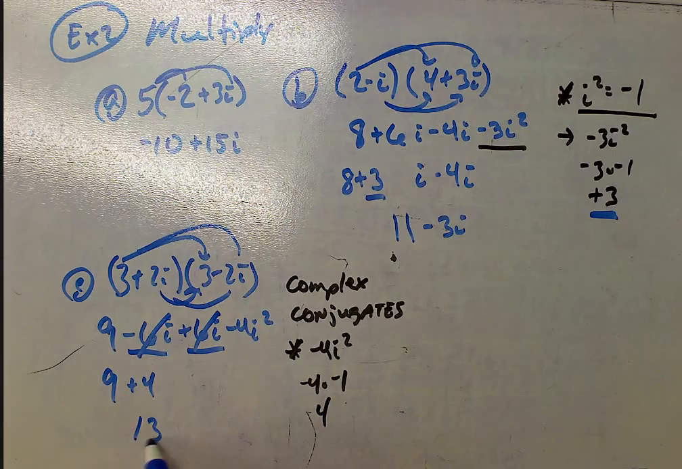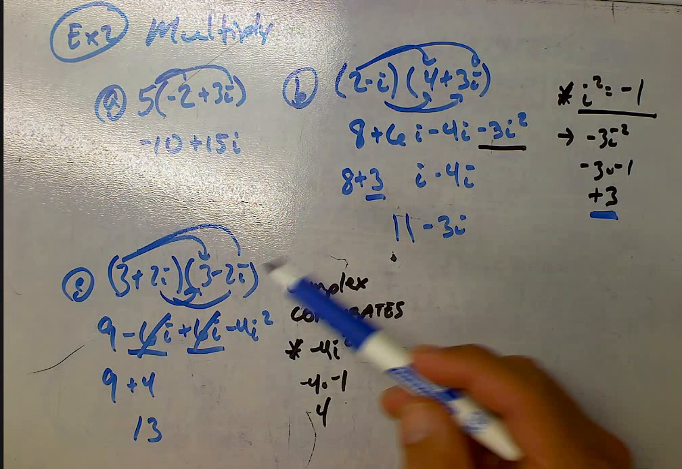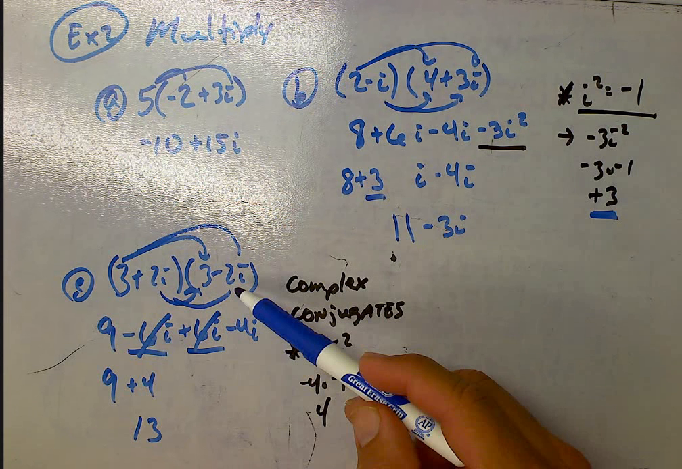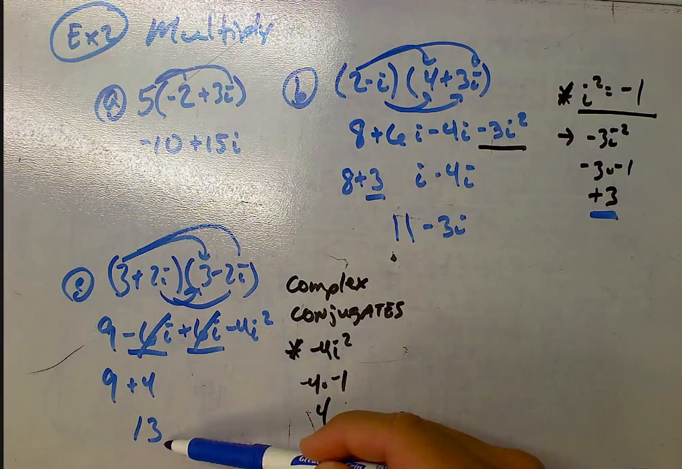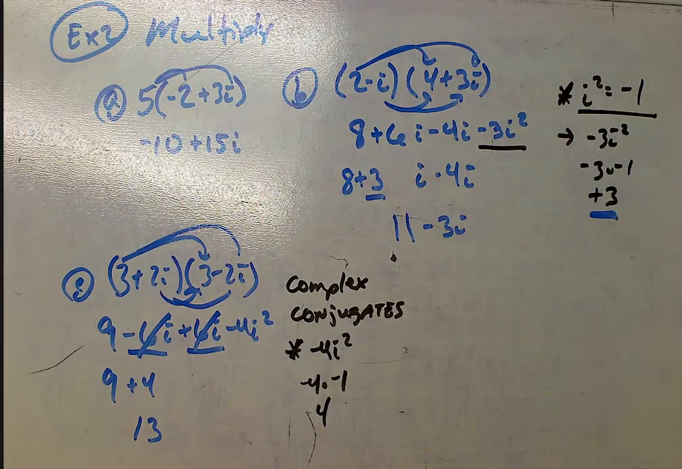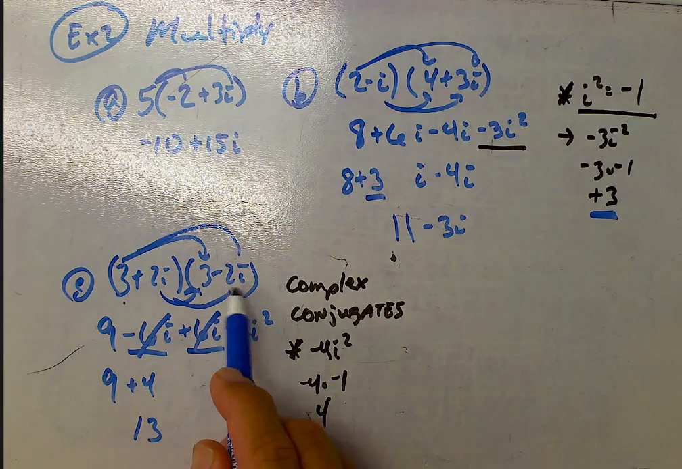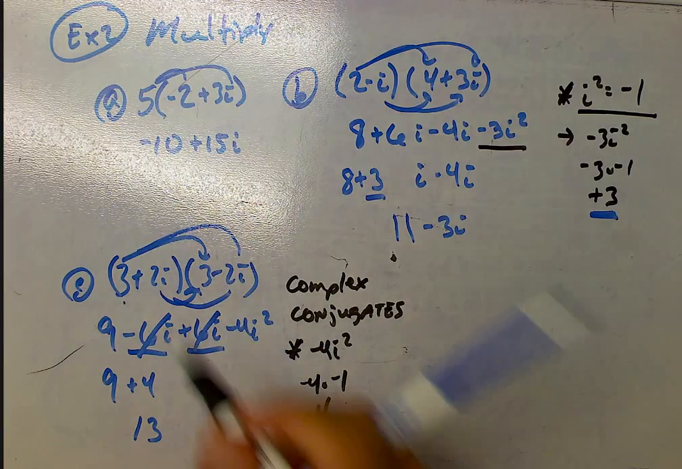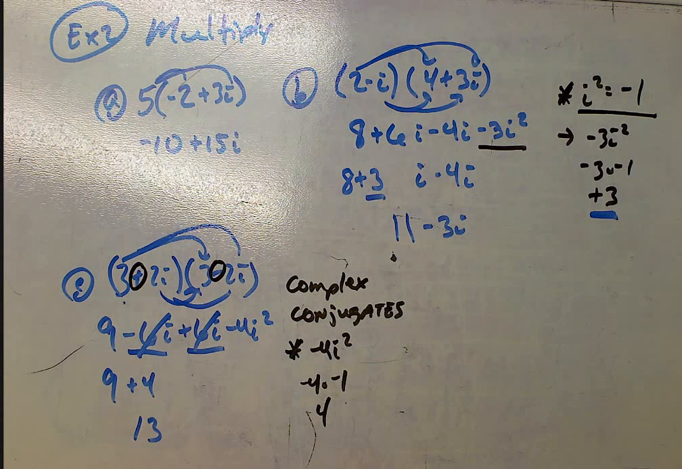So again, the idea of complex conjugates means that when I multiply the two binomials together, the imaginary part drops out and it leaves only a whole number of 13. Notice that the numbers are exactly the same, 3 and 3, 2i and 2i. The only difference is positive 2i in the first, negative 2i in the second. That's the difference for complex conjugates.